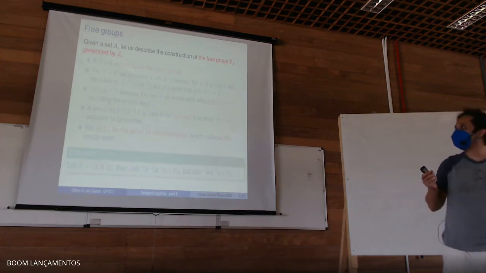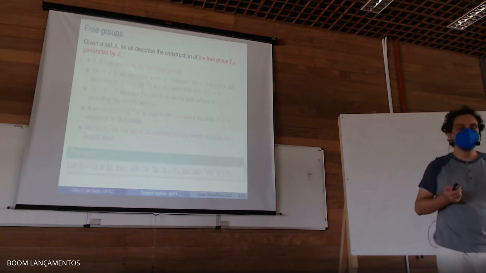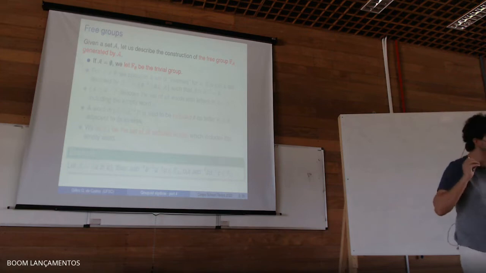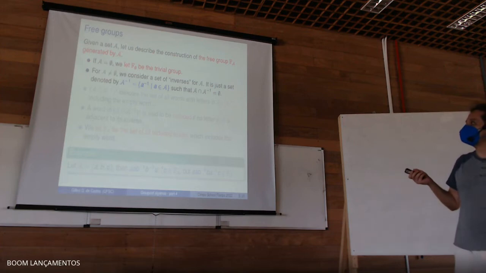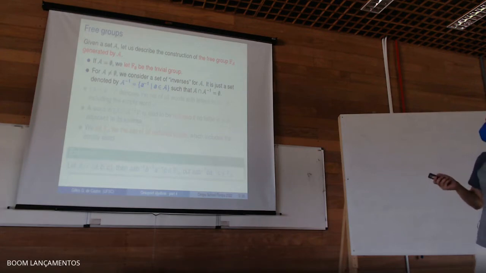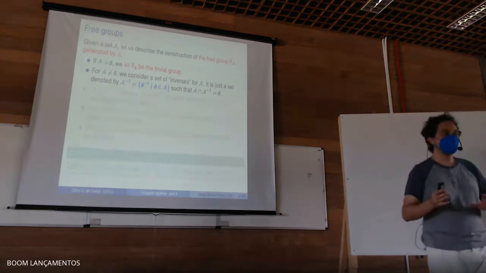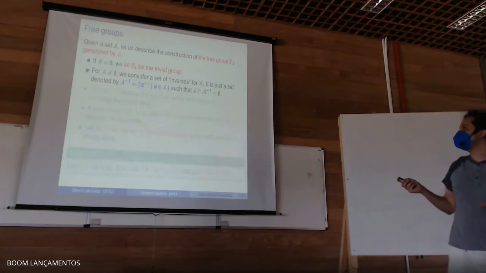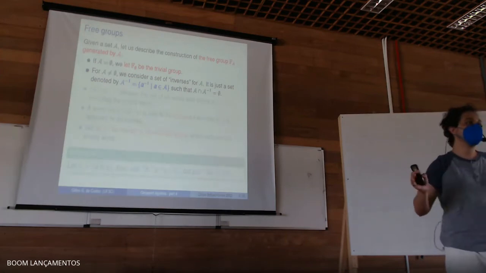But I'm going to give a very concrete description of the free group. First of all, if the set is the empty set, you just take the free group to be the trivial group. The interesting example is when the generating set is not empty. What we do is take the set of inverses for the elements of A, which we denote by A^{-1}. For each element of the original set, we take its inverse. We can try to build this as a more concrete set, but the idea is that we want the letters and the inverses to be disjoint sets.